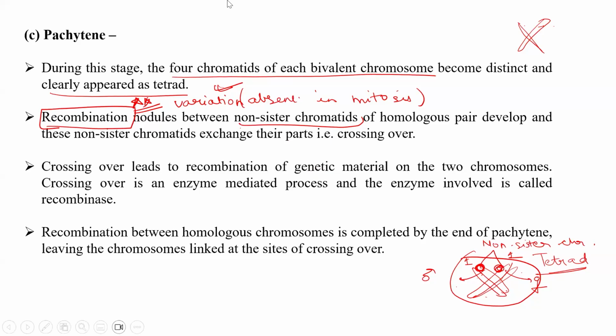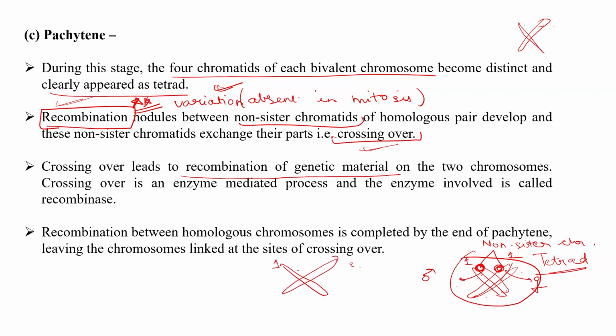The recombination nodule is formed between the non-sister chromatids of the homologous pair, and these non-sister chromatids exchange their parts, that is the crossing over. So these non-sister chromatids exchange their genetic material, which is known as crossing over, and the process is known as recombination. Crossing over leads to recombination of genetic material. So suppose this is one non-sister chromatid and this is the other non-sister chromatid.